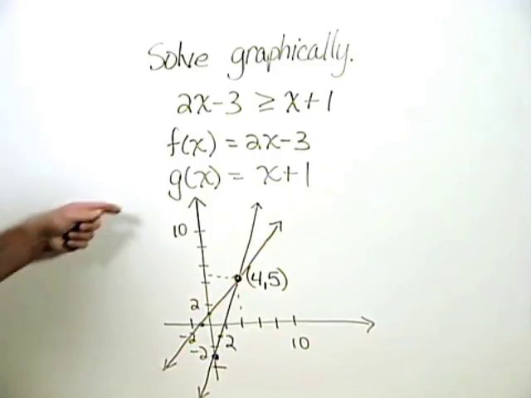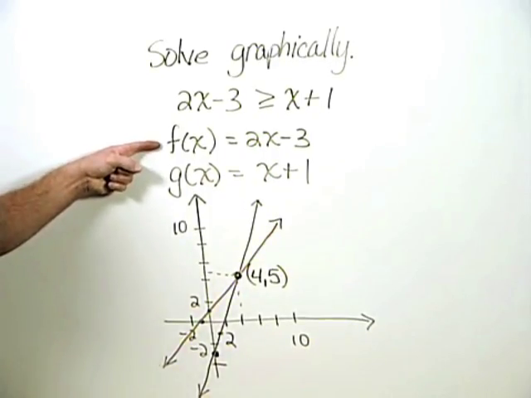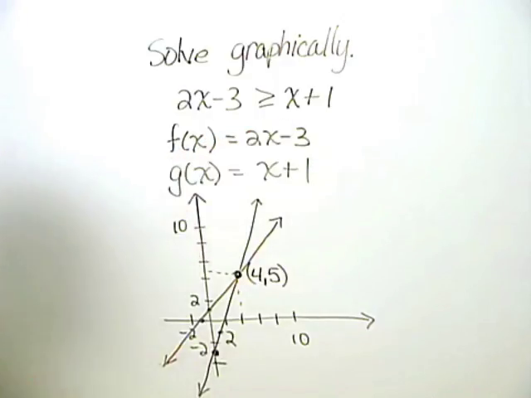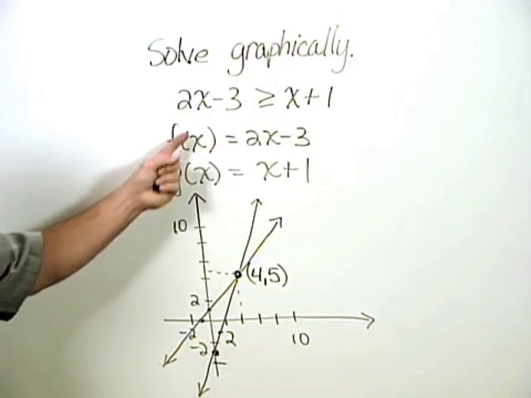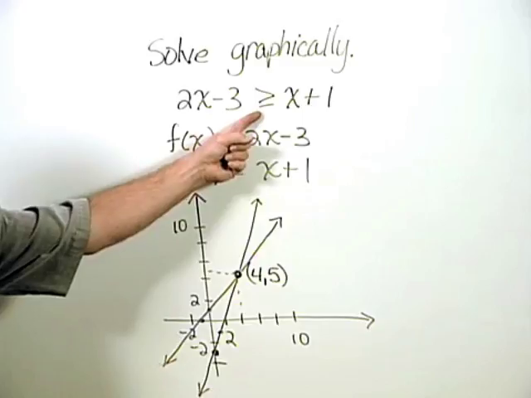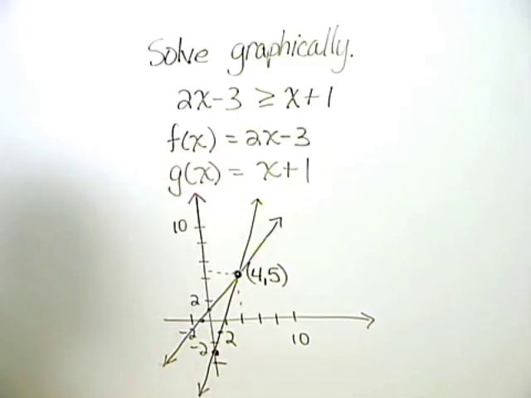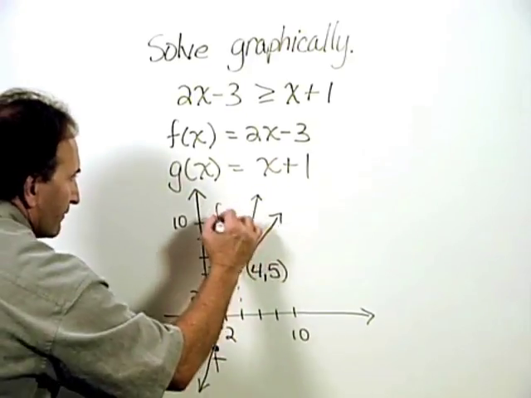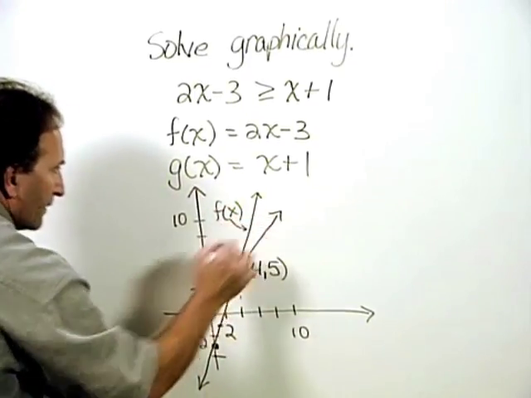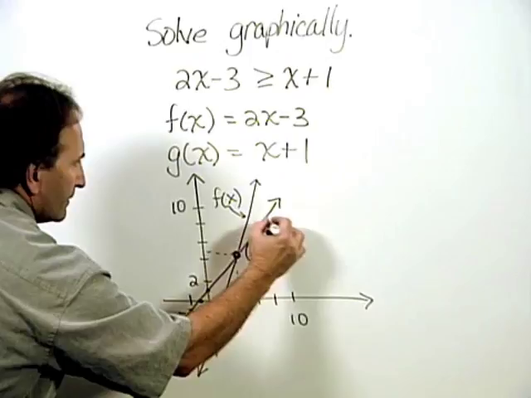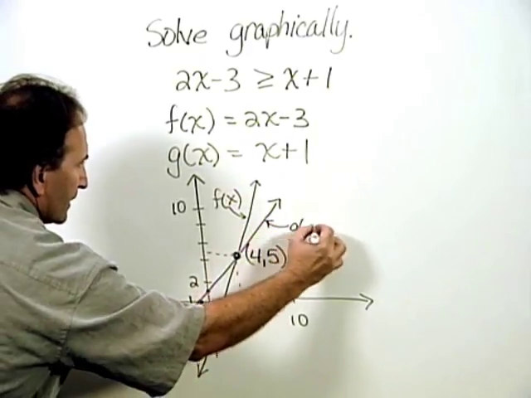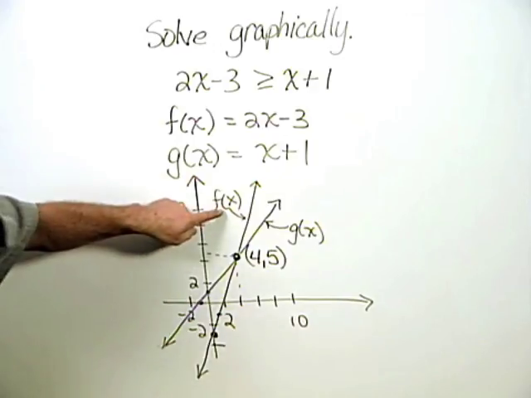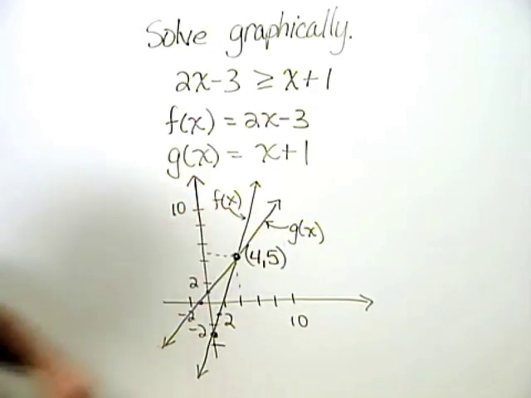Now looking at my original way that I have it, f of x is on this side, g of x on this side. I'm interested in when does f of x, is it greater than or equal to g of x? Remember, this is my line for f of x here. And this is my line for g of x here. And so now what I'm interested in is when is f of x above g of x?